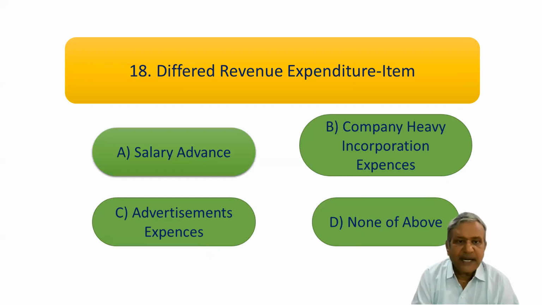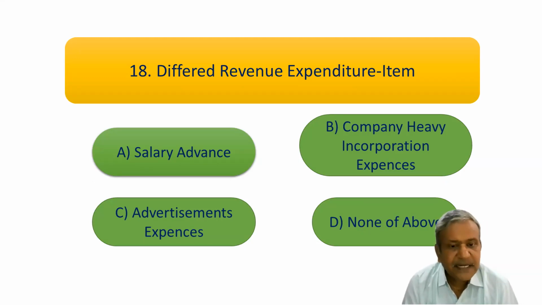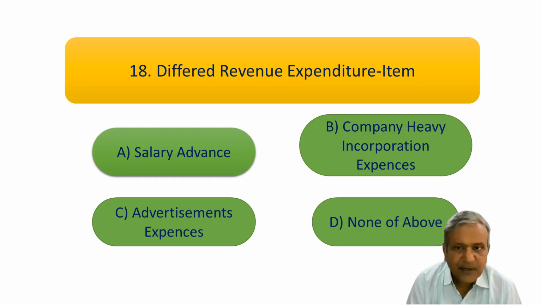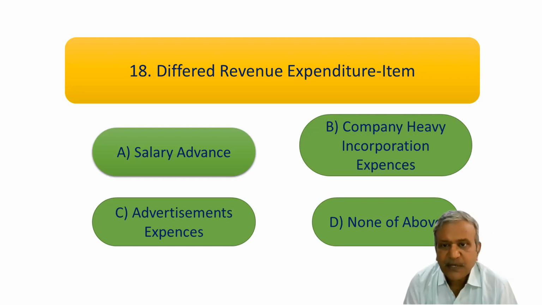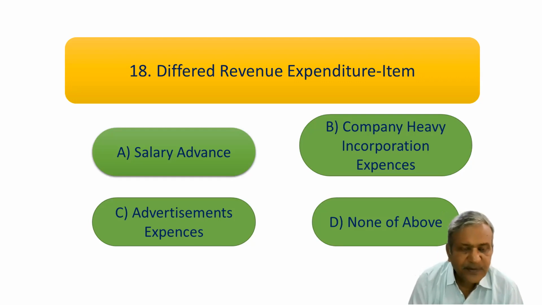Deferred revenue expenditure item. Okay, deferred revenue. What is a deferred revenue expenditure? Some examples are given down, which we explained in the previous videos also. Salary advance, company incorporation expenses, heavy advertisement expenses, none of the above. Which one?